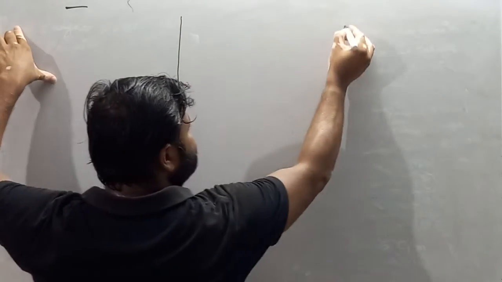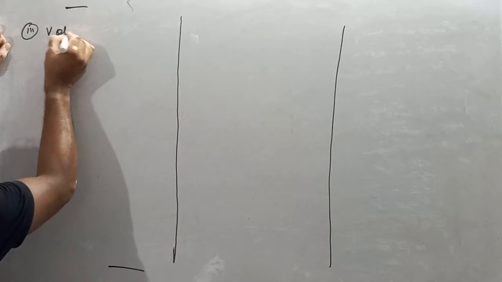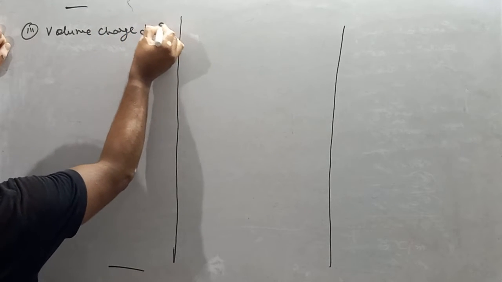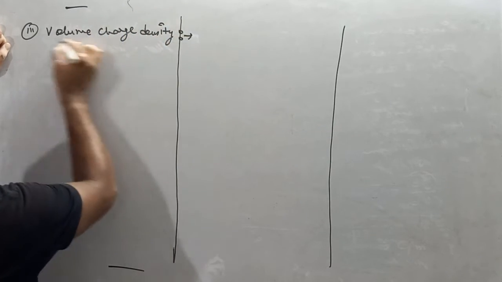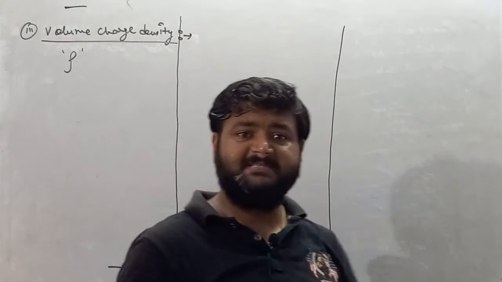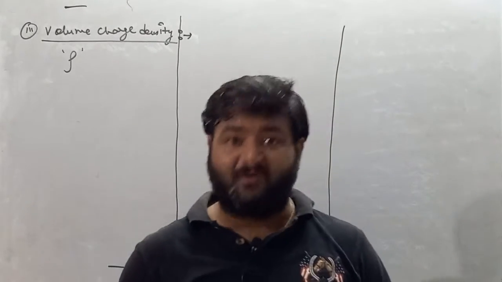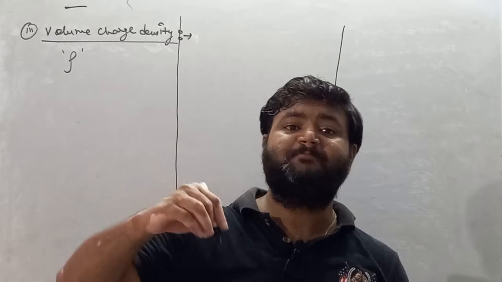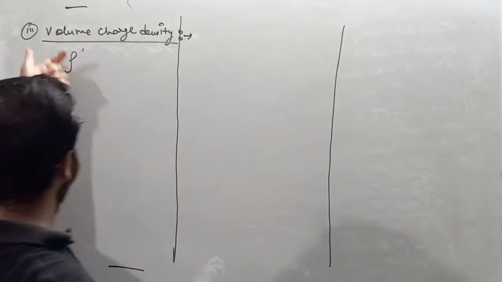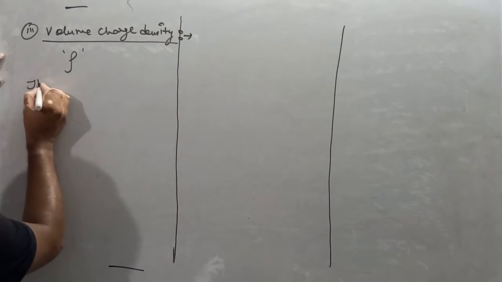Volume charge density. Third is volume charge density. So volume charge density is represented by rho. See, those continuous bodies which carry volume, if charge is present on that body, then that charge is considered to be volume charge density.